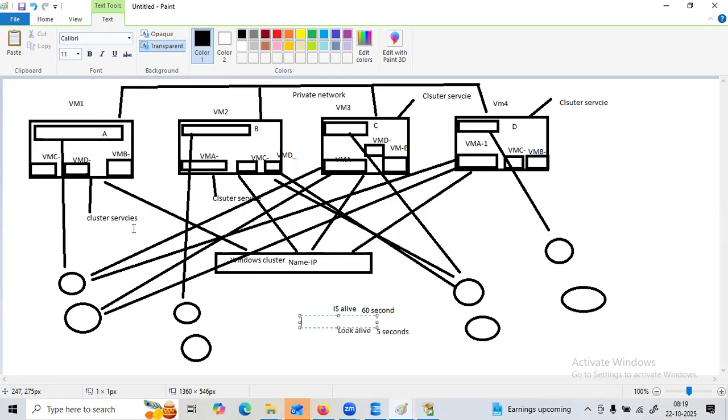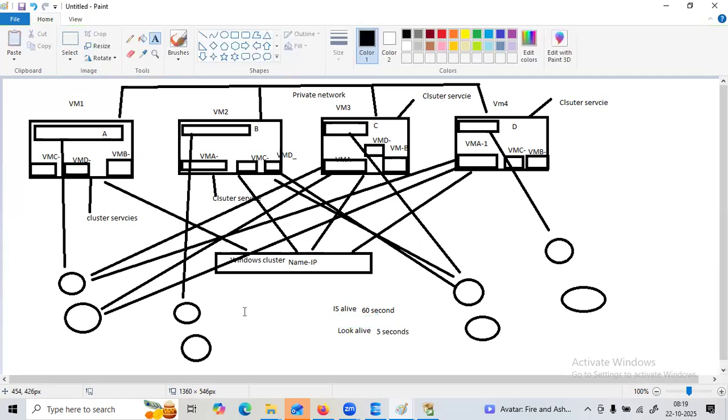Clustering is nothing but joining computers together. That may be one, two, three, four or more, based upon the Windows cluster flavor. We can join the computer nodes together. If one computer has an issue, another computer is ready and will take the ownership of the SQL server.